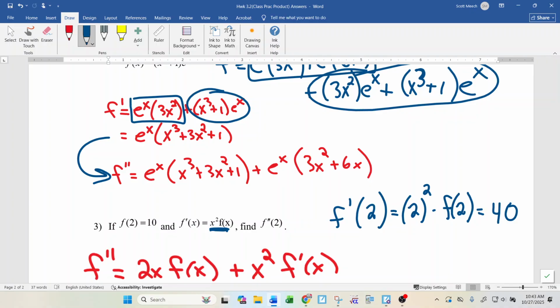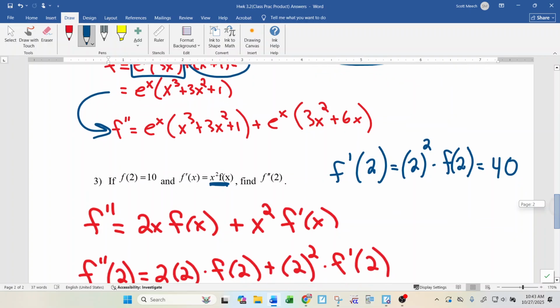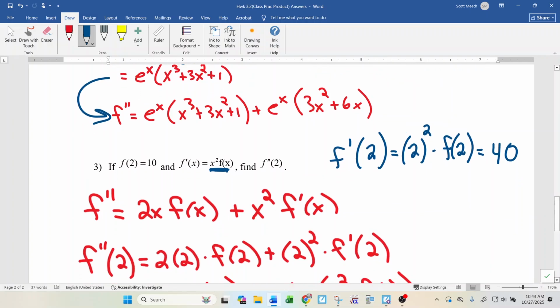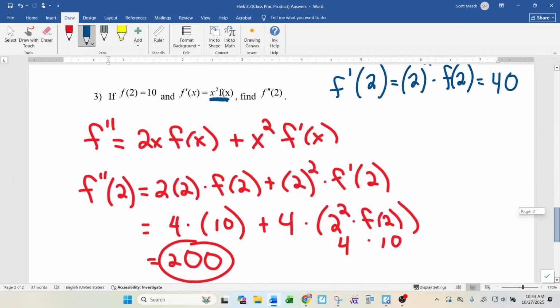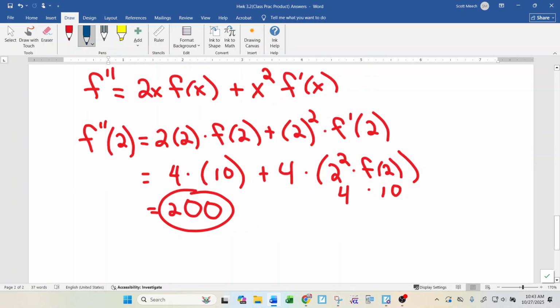Now, we want to find f double prime of 2. So now I just substitute 2 in everything. But we know, what is f of 2? 10. And then up here, what was f prime of 2? 40. So now you can just sub all of that in to get 200. That's not like super easy. That's not an easy problem, especially the first time you see it. Just helping us to understand all that we're doing.